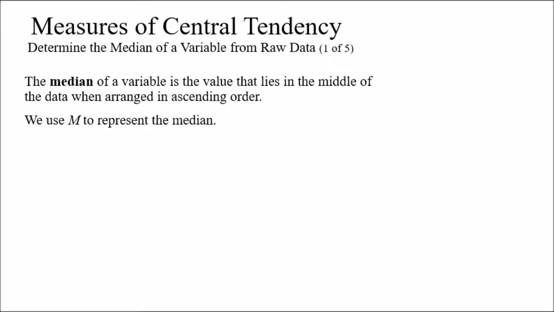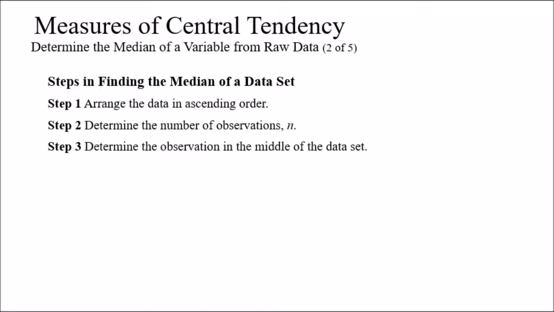We're going to continue measures of central tendency. In this video, I will talk about the median. The median of a variable is the value that lies in the middle of the data when arranged in ascending order. We use the uppercase M to represent the median, and we calculate the median with these three steps.